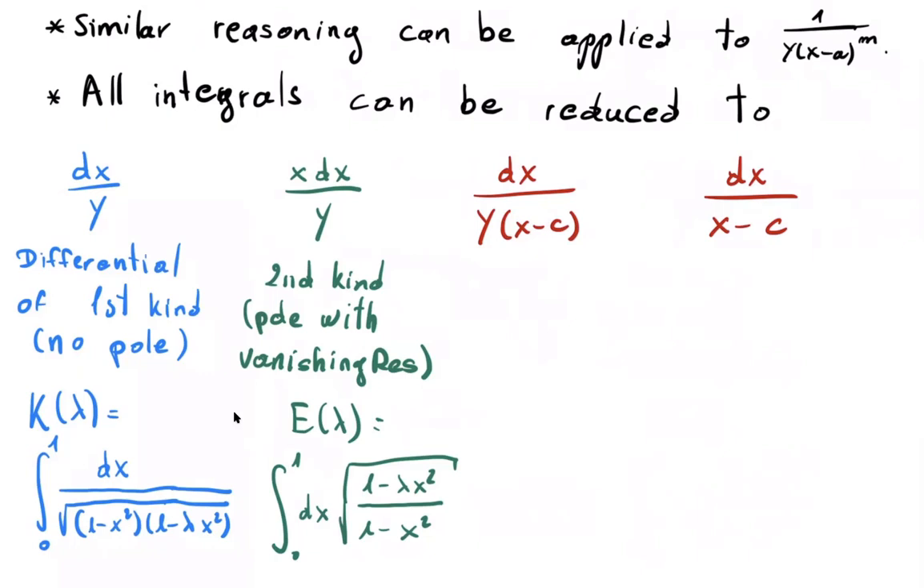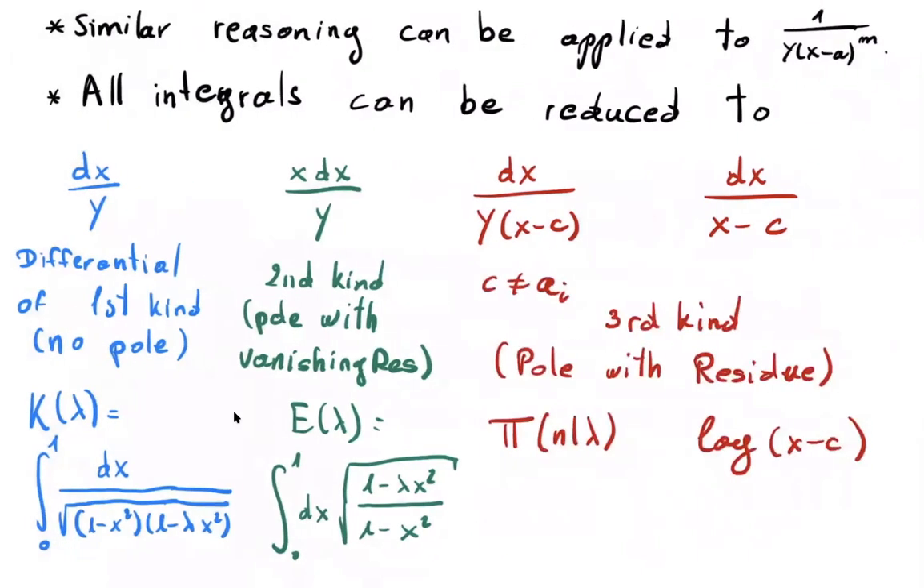And finally, there's this last guy. That one now clearly has a pole at x equals c. And that is called the differential of the third kind. That is, it has a simple pole, so a pole with residue, but also dx over x minus c. So also this guy is the differential of the third kind.